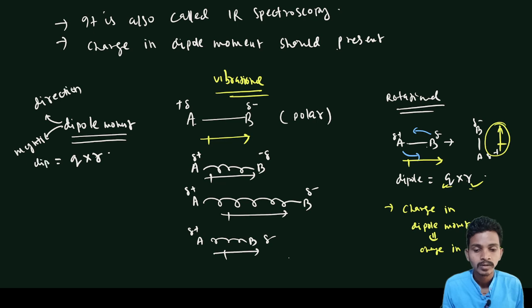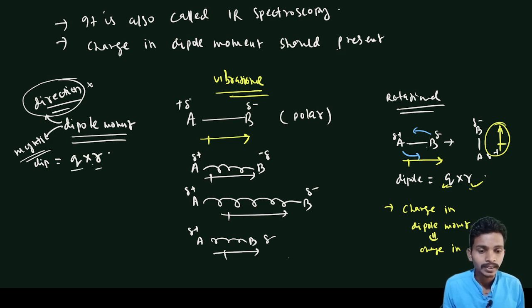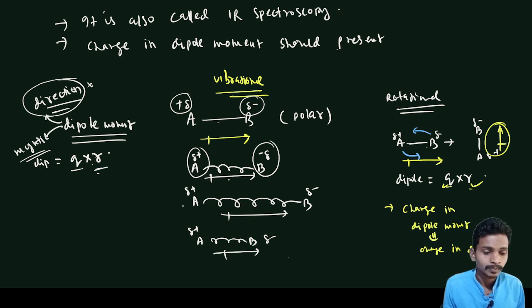So here the dipole moment is Q into R. The direction is not changing, we see the same direction everywhere, so the direction factor is gone. Now the magnitude factor, meaning Q and R. The charge is not changing, it is the same everywhere because the atoms remain the same. But the length is changing: here it becomes a larger distance, then again a smaller distance, meaning R is changing. So if either magnitude or direction changes, the dipole moment changes.